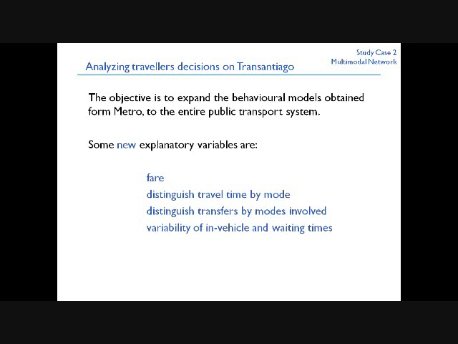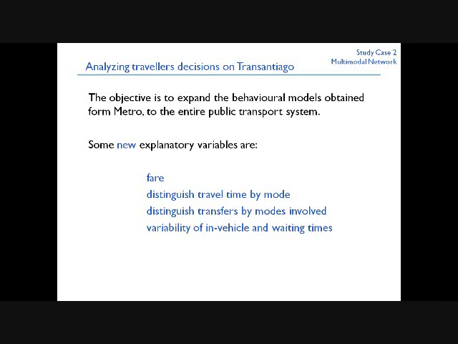So we wanted to expand the behavioral model I showed before, that was conducted only for Metro, to the entire public transport system. Also, we have to add some new explanatory variables. First of all, the fare, which is the second most important variable after travel time. Inside the Metro system, as I showed before, there was no fare difference between alternatives, but now that we have different modes with different fares, fare can actually be an important variable to understand the decision of the travelers.